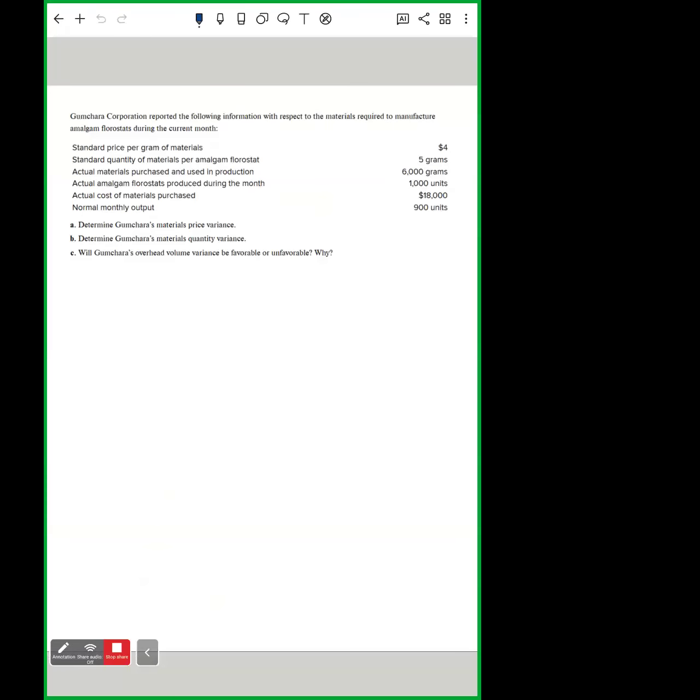But for this firm, we have the following information. We have standard pricing, standard quantities per amalgam fluorostat. We have actual materials, actual amalgam fluorostat produced during the month, actual cost of materials purchased, and the normal monthly output. So the first thing that it asks us to do is to determine the material price variance. All right. So material price variance.